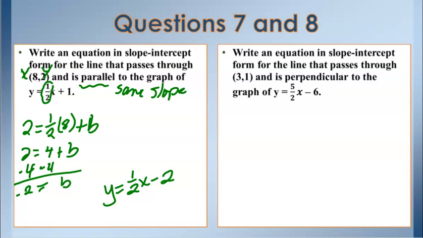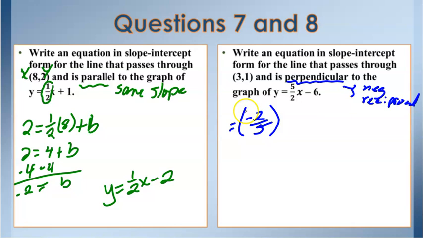Question 8, write an equation in slope-intercept form for the line that passes through (3, 1) and is perpendicular to the graph of y equals 5/2 x minus 6. Perpendicular lines, they cross at a 90-degree angle, which means the slopes are negative reciprocals. So negative reciprocal. So if I have 5/2, I would have to flip it, which is 2/5, and I take the opposite sign. So the opposite of a positive is a negative. So the new equation is going to have a negative slope.